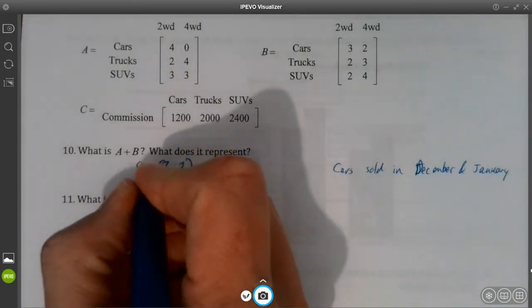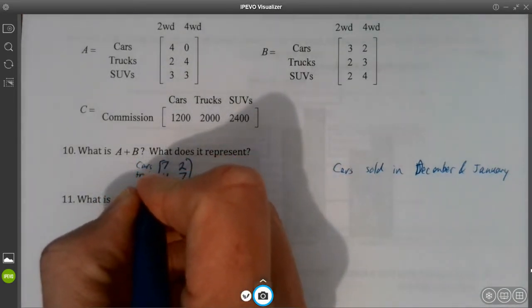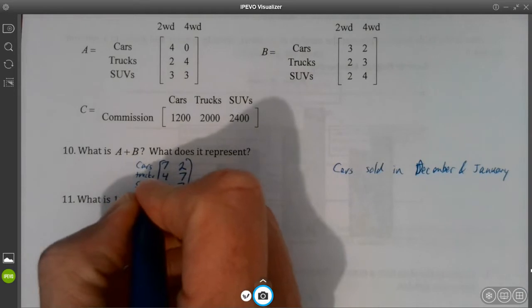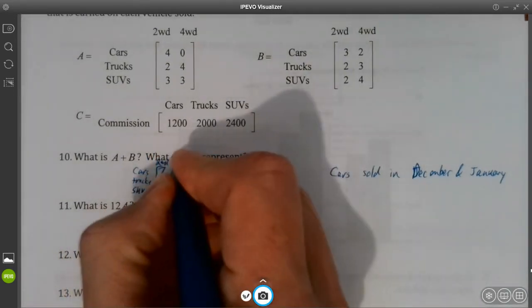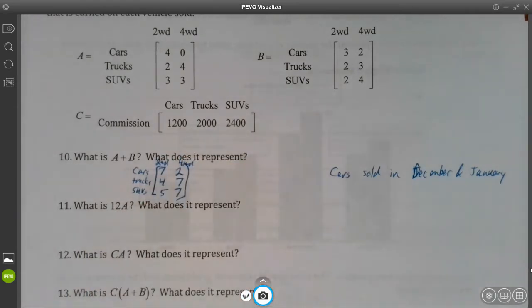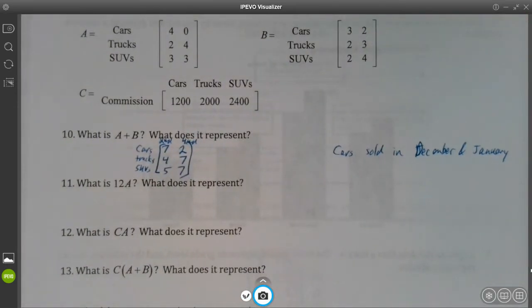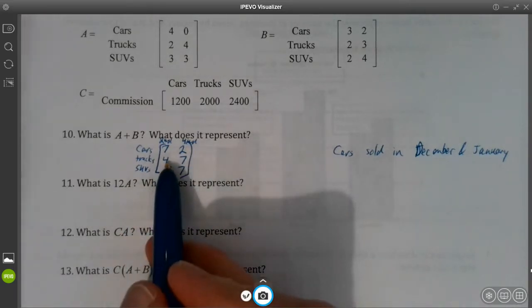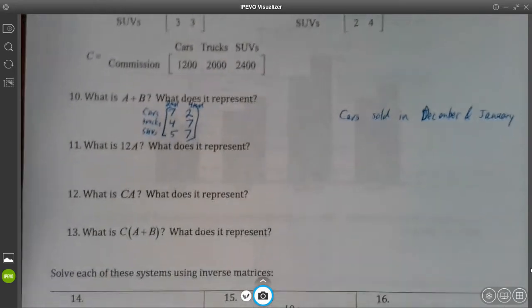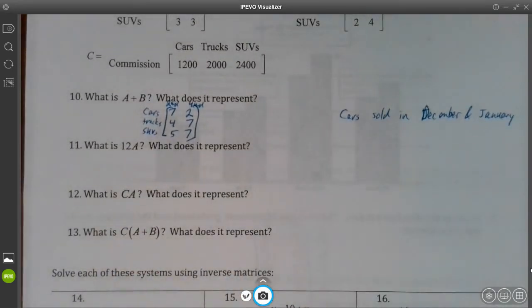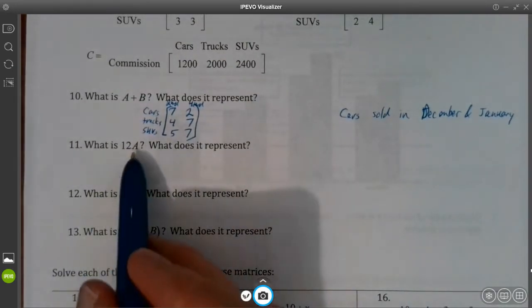And if you want to get technical, I could label it. I could have cars, trucks, SUVs. Sounds like a car dealership commercial. I can have two-wheel drive, four-wheel drive. I could have terrible handwriting. But total between December and the following January, I sold 4 two-wheel drive trucks and 7 four-wheel drive trucks. Okay. All right, what is 12A? What does it represent? Let's go ahead and talk about what it represents.